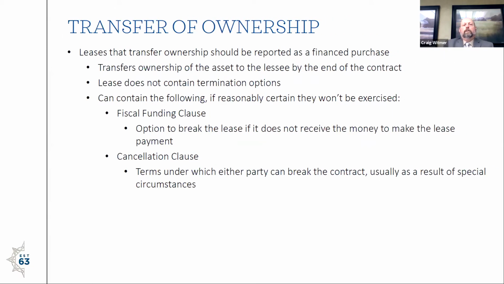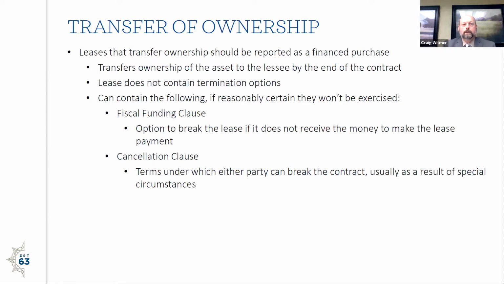So what about transfer of ownership? Some leases contain a transfer of ownership at the end of the lease. Now, we're not talking about a bargain purchase option here, but an actual transfer of ownership at the end of the lease. If that is the case and you do have a transfer of ownership, essentially that's what we're calling a finance purchase. So you're not going to use this accounting. Now, that's not to say that you're not going to record the transaction, but it's really more like a note payable, where you're financing the purchase of an asset.